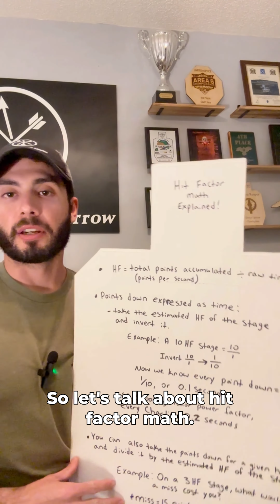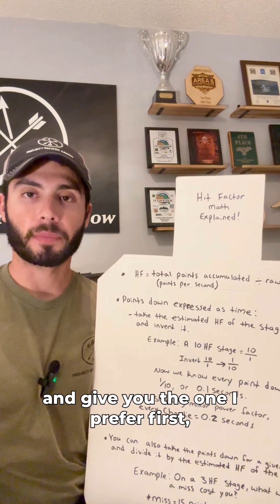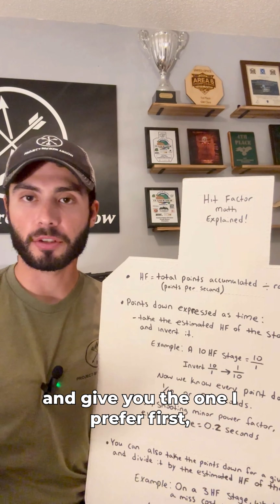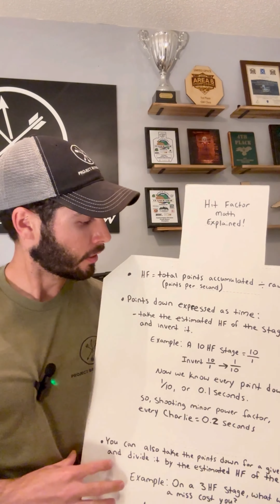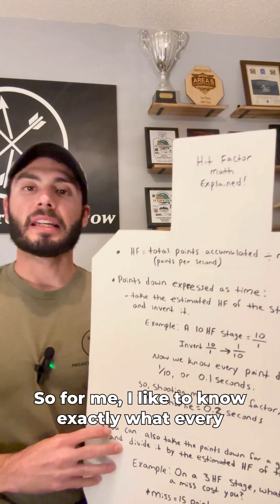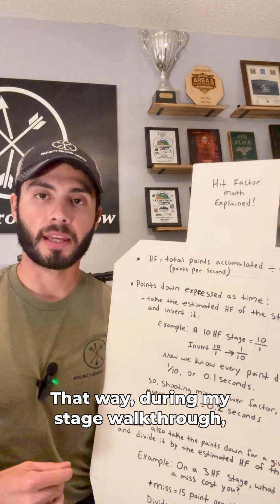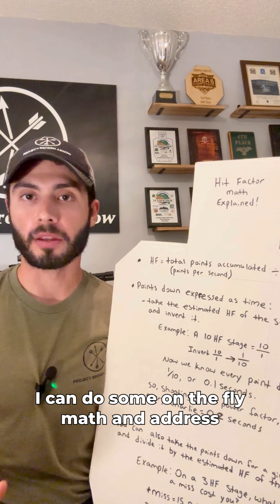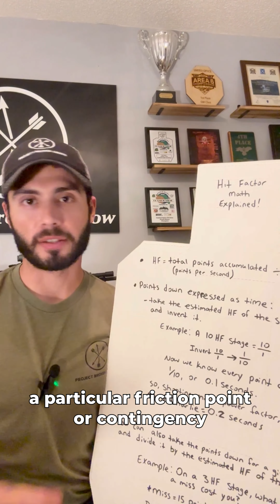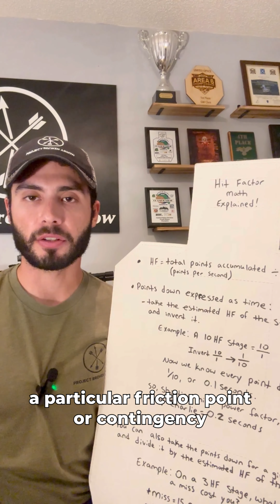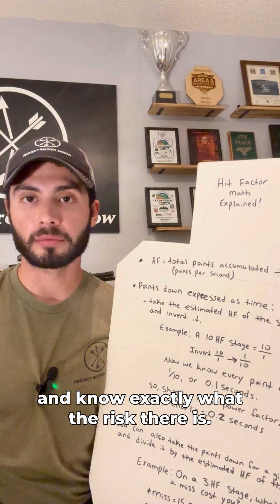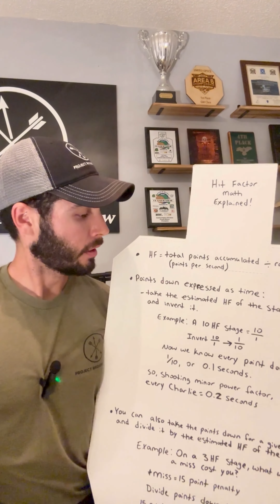So let's talk about hit factor math. I'm going to go over two methods here and give you the one I prefer first, and then I'll go over an alternate method at the end. For me, I like to know exactly what every single point down is going to cost me. That way, during my stage walkthrough, I can do some on-the-fly math and address a particular friction point or contingency and know exactly what the risk there is.